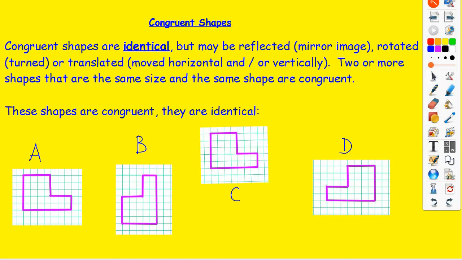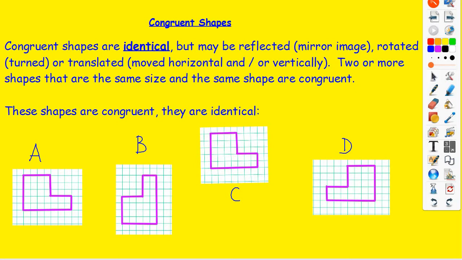If we go back to A then, see how it's been changed to shape C. It's just been moved across the page horizontally and up the page vertically. So again, it's exactly the same shape, it's identical, it's just been moved across the board, so we can say that A, B and C are all congruent.